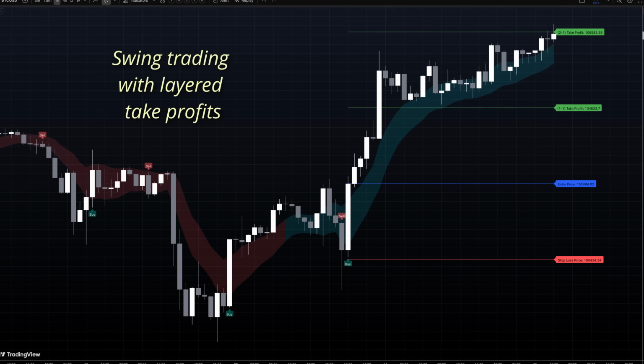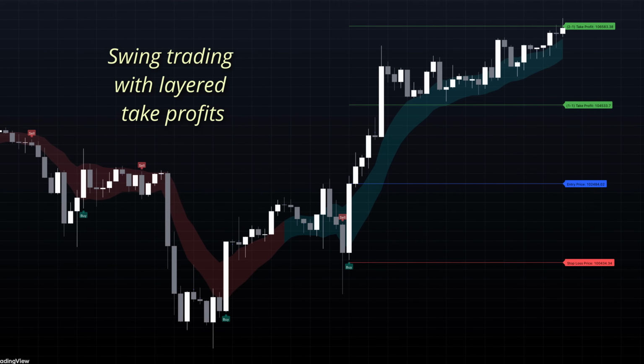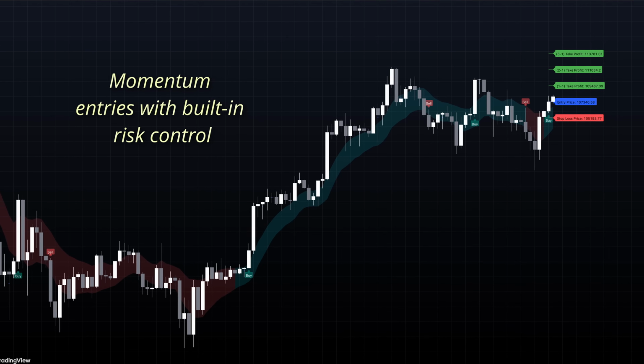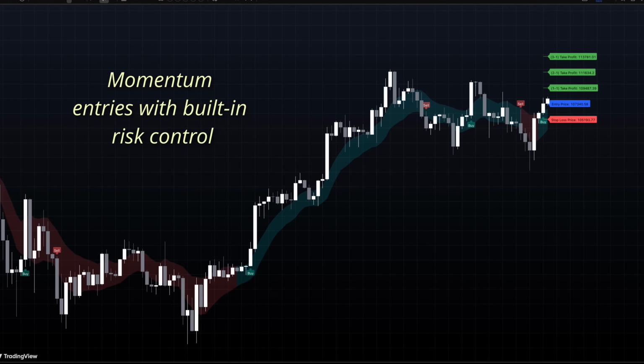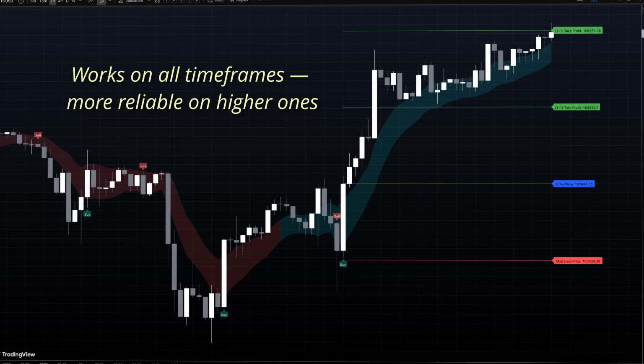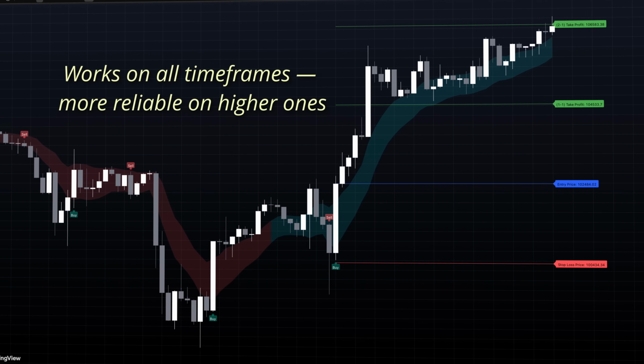Trading applications include swing trading setups, where the multiple take-profit levels allow for partial position management. Day traders can use the signals for momentum entries, while relying on the automated risk management levels. The indicator works across various timeframes, though higher timeframes typically provide more reliable signals due to the pivot point requirements.